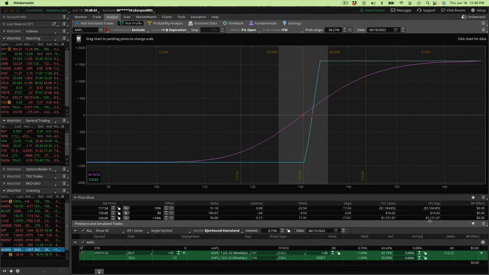So this becomes an extremely useful tool for you because, look, you can see what happens at certain stock prices and really come to understand deeply what your potential profit is or what your potential loss is, and that's one of the keys to being successful at trading.